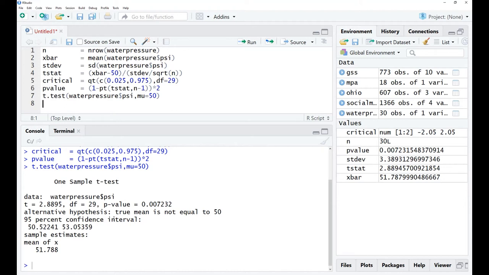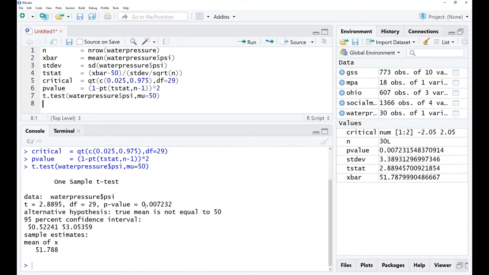Now note, and this is extremely important, R formulates the results in terms of the alternative hypothesis and not the null hypothesis. In this case, it says the true mean is not equal to 50. So what this means is that the alternative hypothesis is that the true mean is not equal to 50. The null hypothesis is that the true mean is equal to 50.